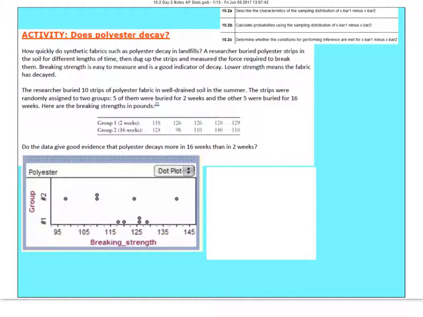I'm actually going to have us skip this activity about polyester and decay. I will tell you this section works very much like section 10.1 did, except we're looking at quantitative data and not categorical data. So let's dive into the process.